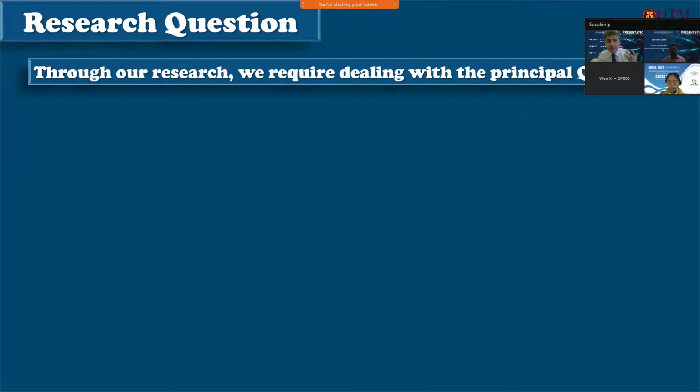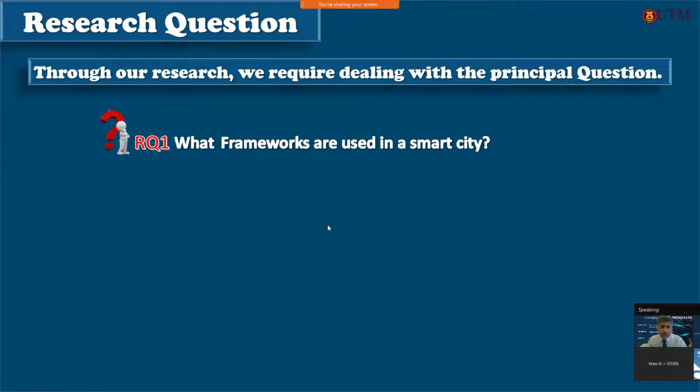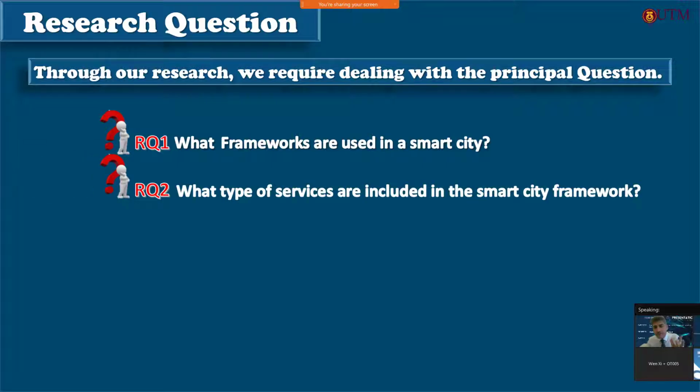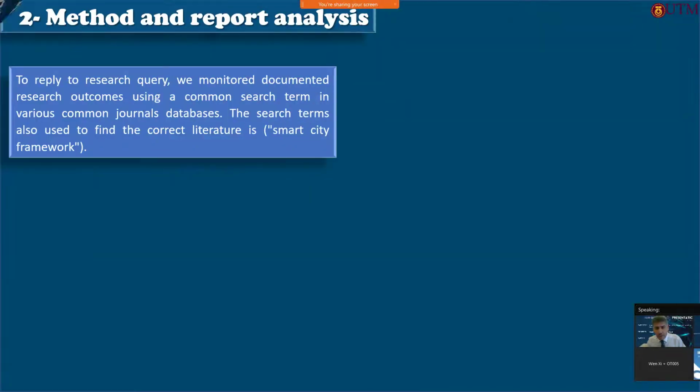So what is the question about our research? Through our research, we require dealing with a principal question. The principal question is, while we have a smart city, what framework is used in the smart city? The second question, what type of services are included in the smart city framework? The third question, what are the resources of the smart city? So through our research, through the systematic literature review, we need to answer these three main questions.